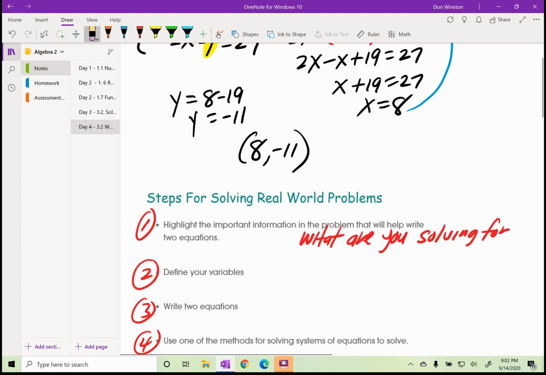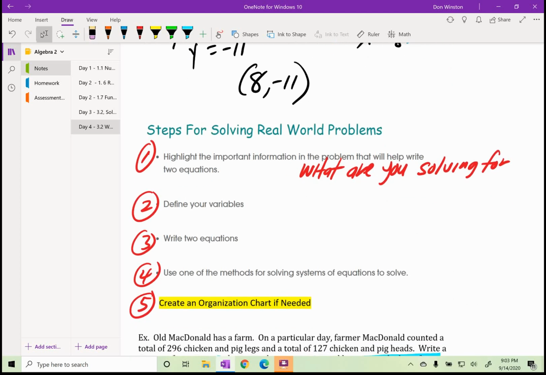All right, so here, steps for solving real world problems. So I'm going to go through these. And this makes solving word problems easy as long as you follow these steps. Number one, you always want to highlight the important information in the problem. That will help you write two equations. I always like to say, highlight what are you solving for? What are you solving for? Okay, always figure that out.